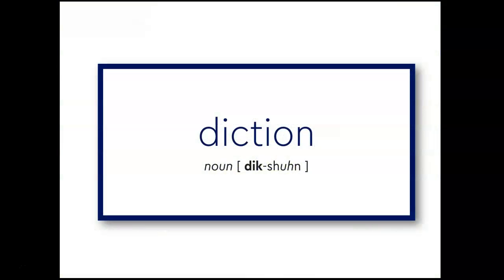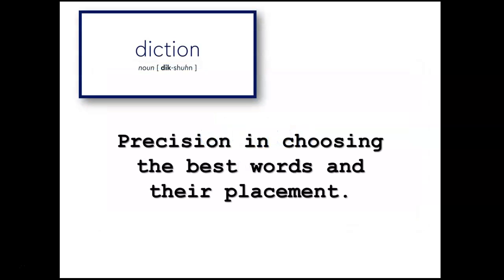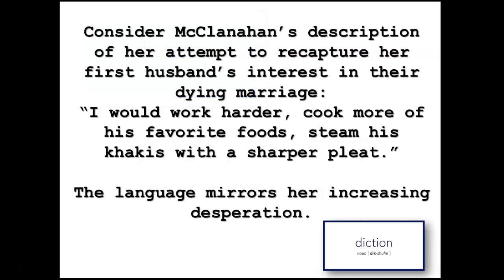Okay. Diction. Diction is not just the way we say things, but the order and the words that we choose. Okay, it's precision in choosing the best words and where they're placed. Consider McClanahan's description of her attempt to recapture her first husband's interest in their dying marriage. I would work harder, cook more of his favorite food, steam his khakis with a sharper pleat. Okay, the language here mirrors her increasing desperation to save her marriage. It goes from the abstract down to the very, very specific right there in the end.